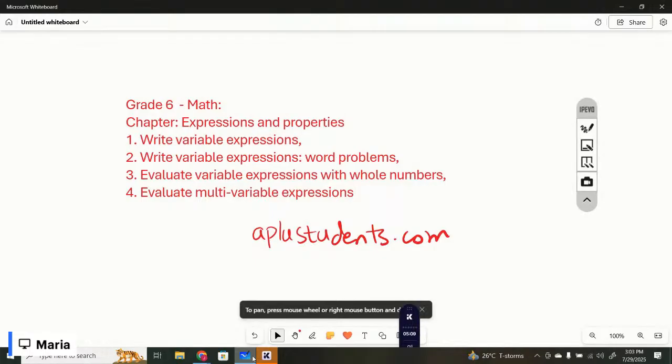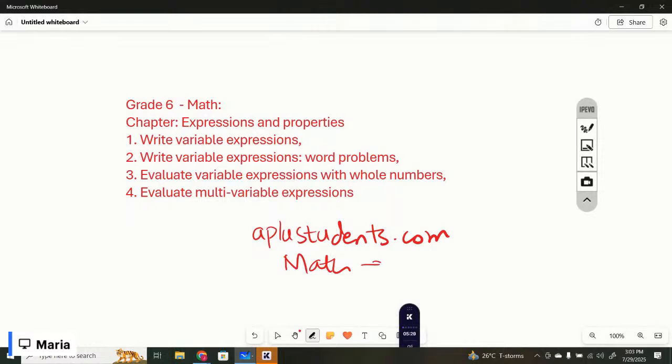You can find all the lessons on aplusstudents.com. You have to log in there using your email address and password as provided by the administrator. Then you have to select math from the subject tab. Scroll down to grade 6 math and then click on view all lessons. There you can find a list of the chapters.